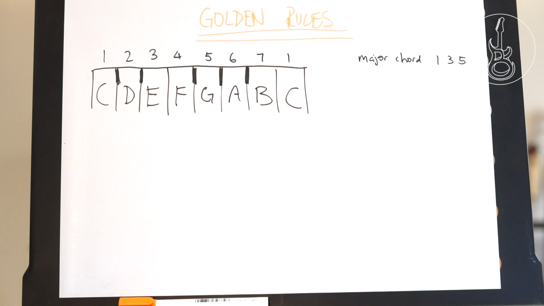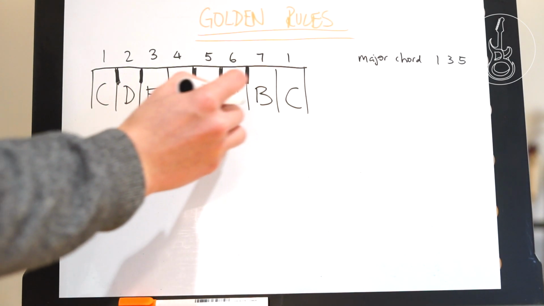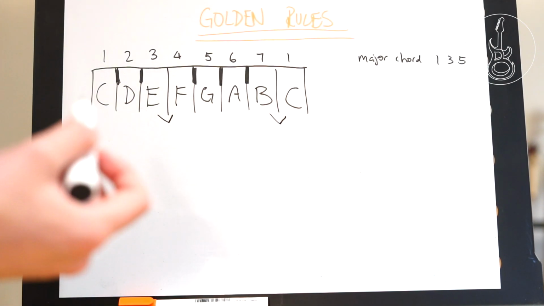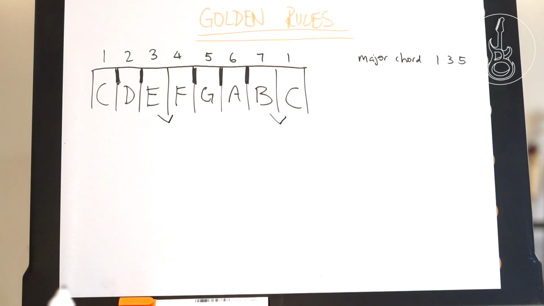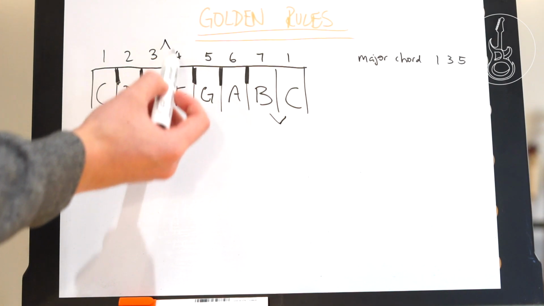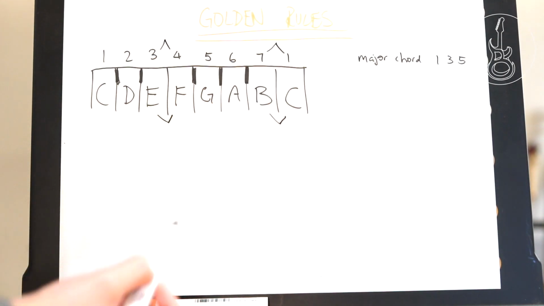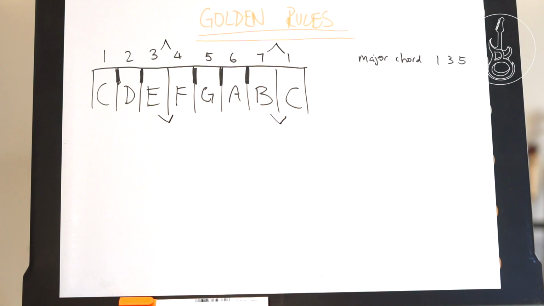All you have to understand, for the first rule, is that E and F and B and C are a half step. And that doesn't ever change. The second bit of the golden rule that you have to understand is that 3 and 4, 7 and 1 are half steps. And once you understand that, we can start throwing in some formulas for building chords or scales.